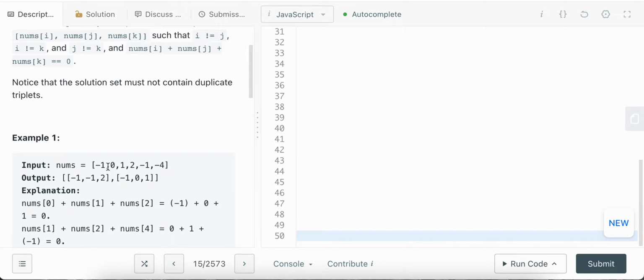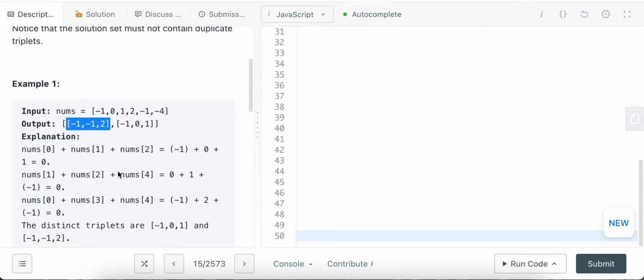Makes sense? And then there is one more solution here, -1, 2, and then -1. So the indices of those are 0, 3, 4. And we know none of the indices 0, 3, 4 are equal to one another. So we'll calculate the sum. -1, 2, and then -1. So that is also equal to 0, which is why it is also included in the solution.